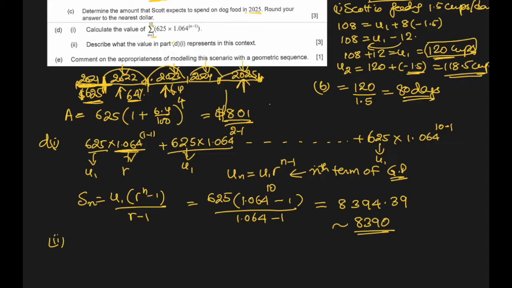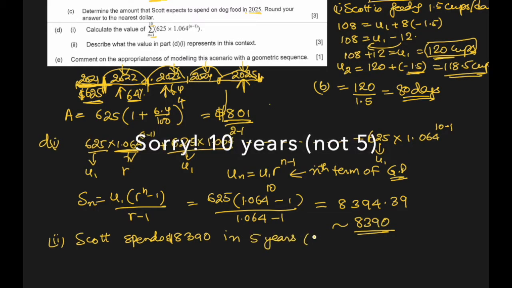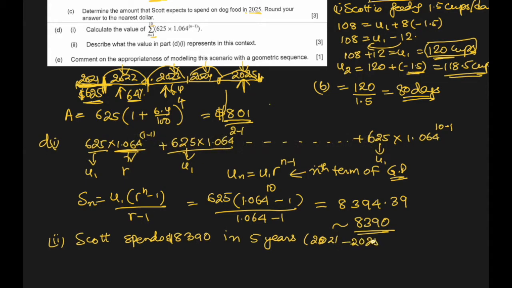Describe what the value in part D1 represents in this context. They're talking about Scott. We can say Scott spends $8,390 in how many years? 1, 2, 3, 4, 5. In 5 years, 2021 till 2025. That's what it means, on dog food.